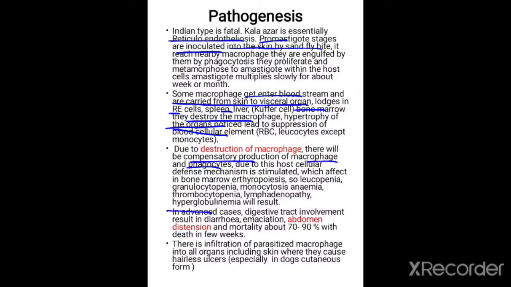In advanced cases, digestive tract involvement results in diarrhea, emaciation, and abdominal distension. And there is infiltration of parasitized macrophages into all organs, including the skin, where they cause hair loss and hairless ulcers, especially in dogs. That is the cutaneous form of Kala-Azar.